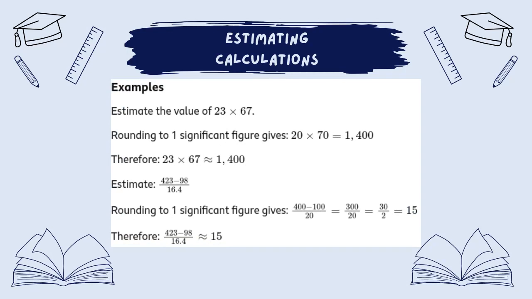For example, estimate the value of 23 times 67. Rounding to one significant figure gives 20 times 70. This is 1,400. Therefore, 23 times 67 is approximately 1,400. There is another example on the screen for division.